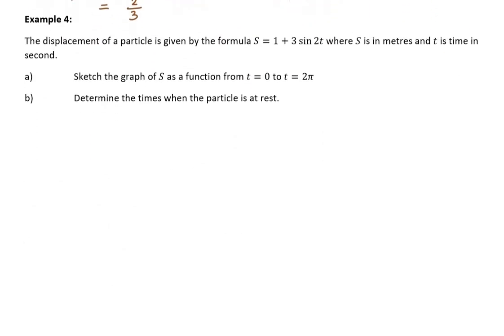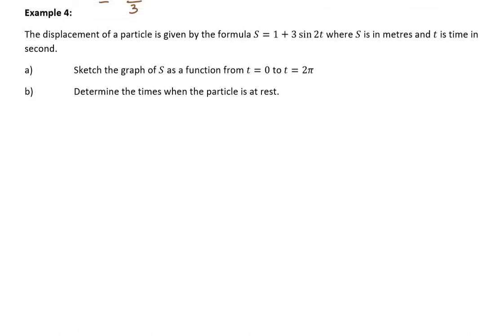Right, let's do our last example. So, not one that we're going to like much, because the question says the displacement of a particle is given by the formula s equals 1 plus 3 sine 2t, where s is in meters and t is time in seconds. Sketch the graph of s. So, oh my word, when last did we sketch a trig function? Especially in radian measure. So, I'm probably first going to need to draw a rough sketch.